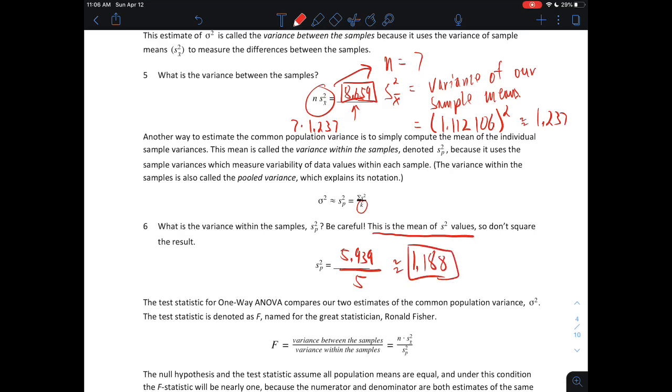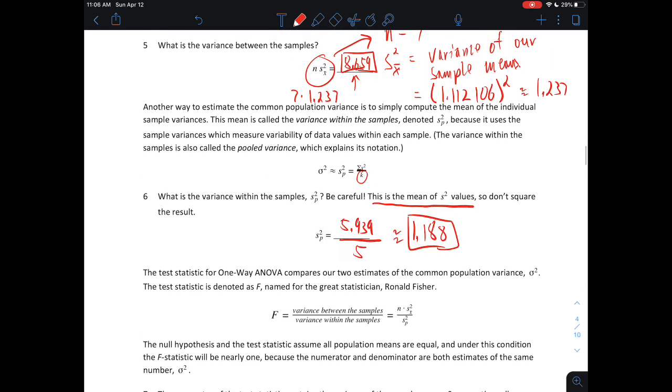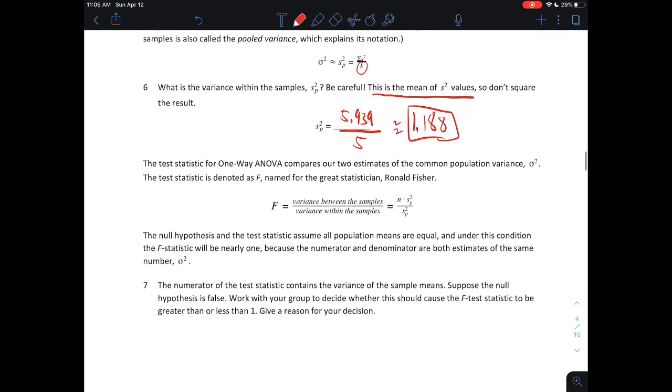The test statistic for one-way ANOVA compares our two estimates of the common population variance, sigma squared. The test statistic is denoted as F, named for the great statistician Ronald Fisher. In this case, we take our two previous answers, n times S sub x bar squared, and then divide that by S sub p squared, the two numbers that we boxed up there, to get our capital F.